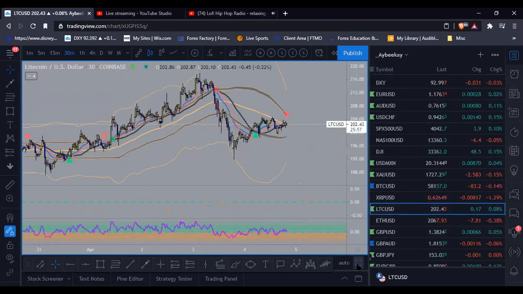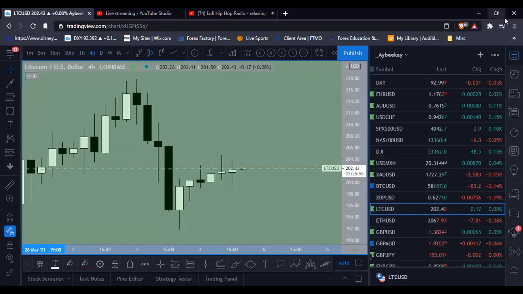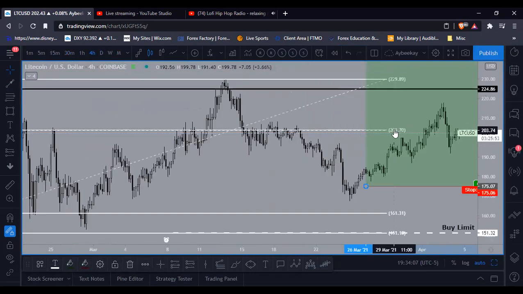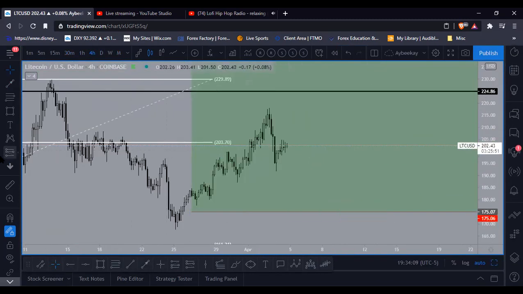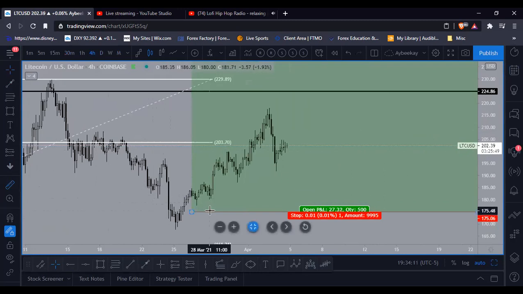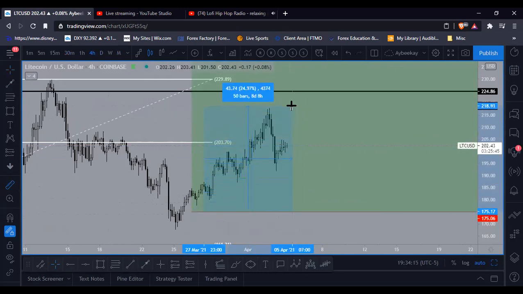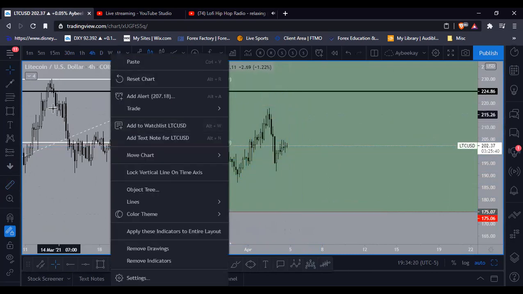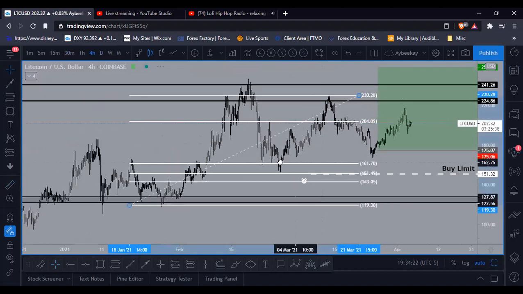Litecoin. So Litecoin, we are still up on Litecoin, and it's currently up around 271 pips. It came up for a total of 429 pips, 430 pips basically. I'm still expecting this to go bullish.